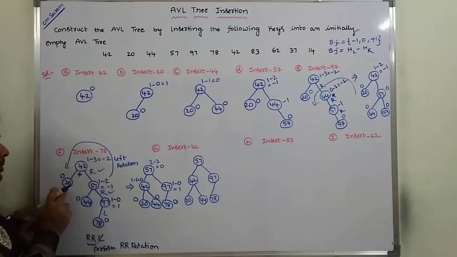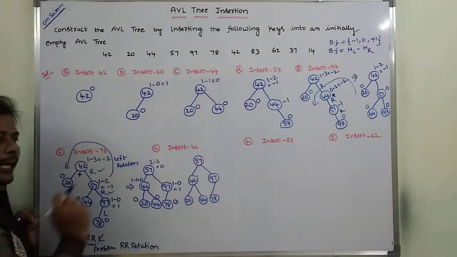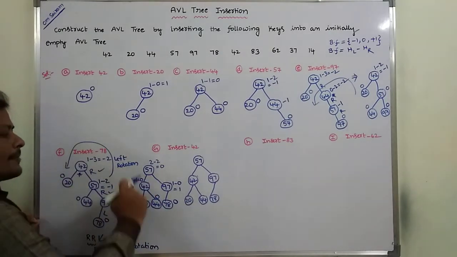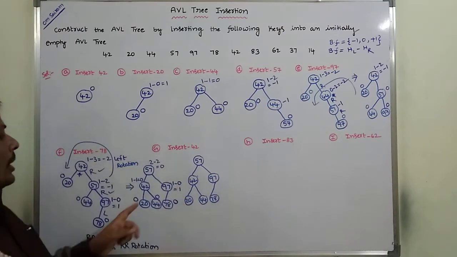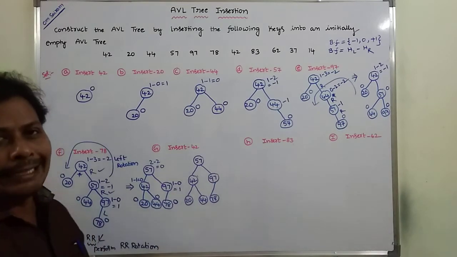After that, 20 goes down, 42 goes down, and 57 goes to this place, and 57's left child goes to 42's right child. Okay, the balance factors are this one. Only 0, 1 balance factors are there. Now this is the AVL tree.